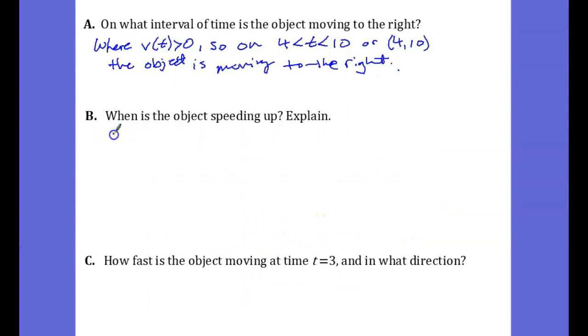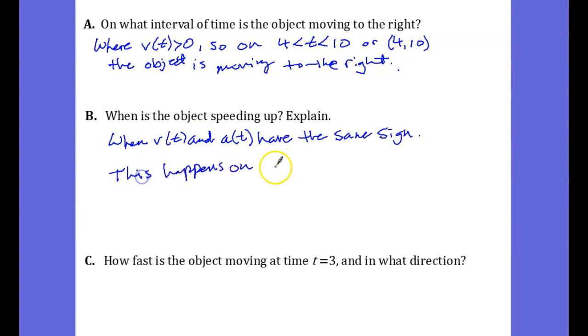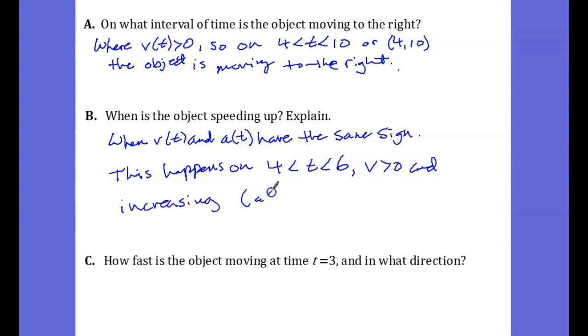So let's go back. So when is it going to be speeding up? Well, it's going to be speeding up when the velocity and acceleration have the same sign. So this happens on 4 less than t less than 6, where the velocity is positive and increasing. In other words, a of t is also positive.